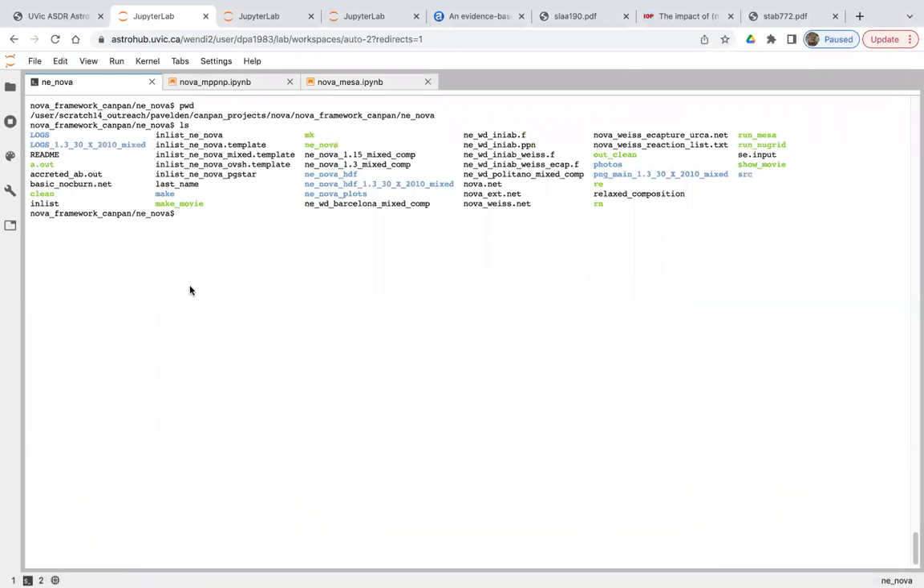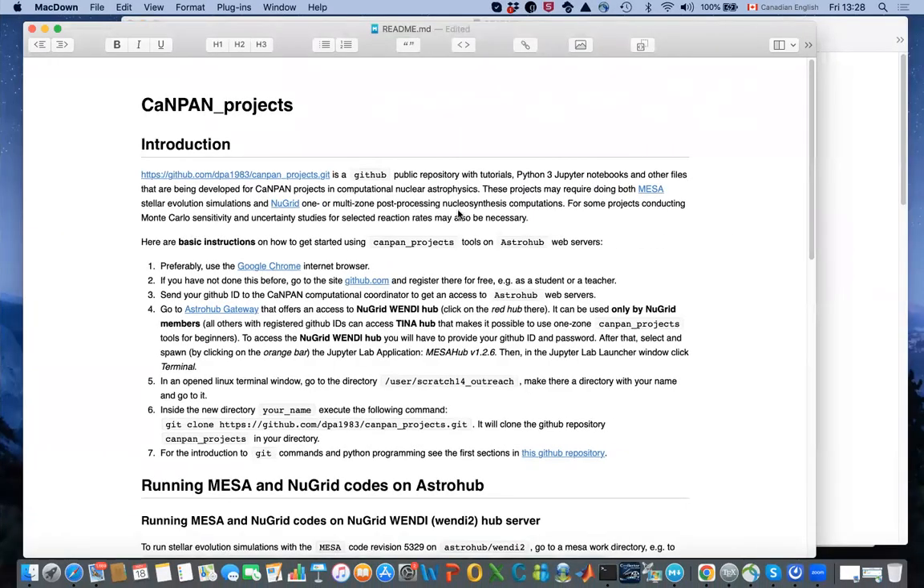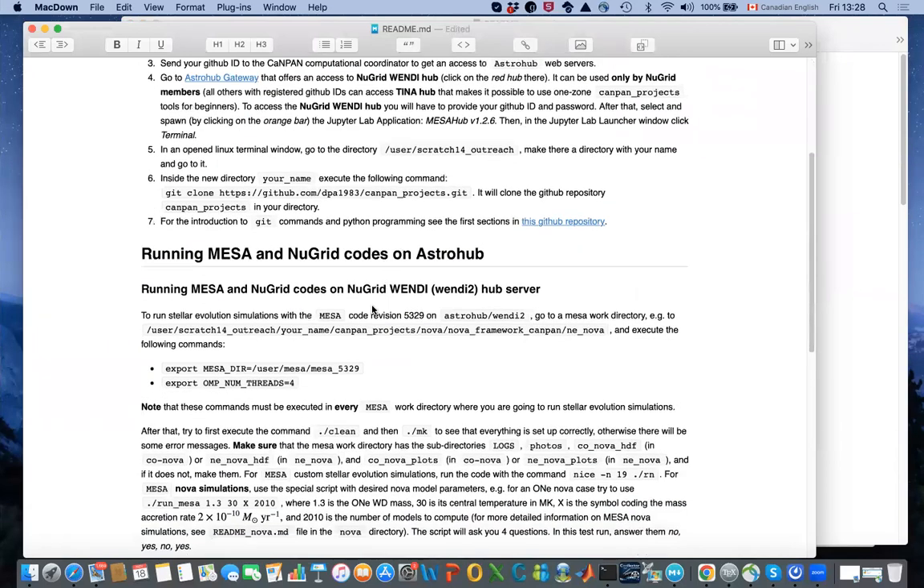When you're in a MESA run directory, like near nova, the first thing you will have to do, and this is explained in the main README file, is to execute these two commands, okay? This one.